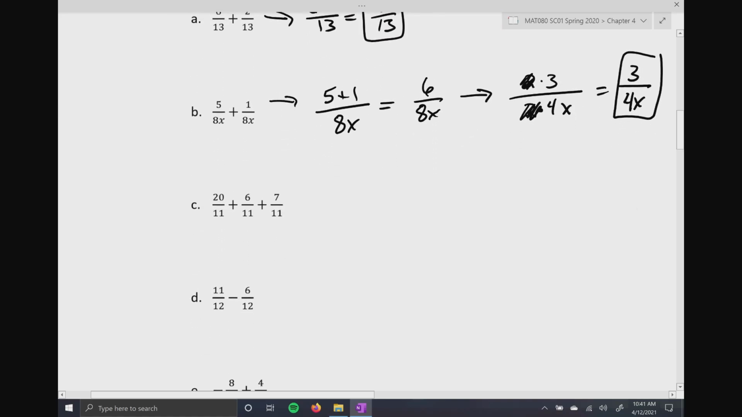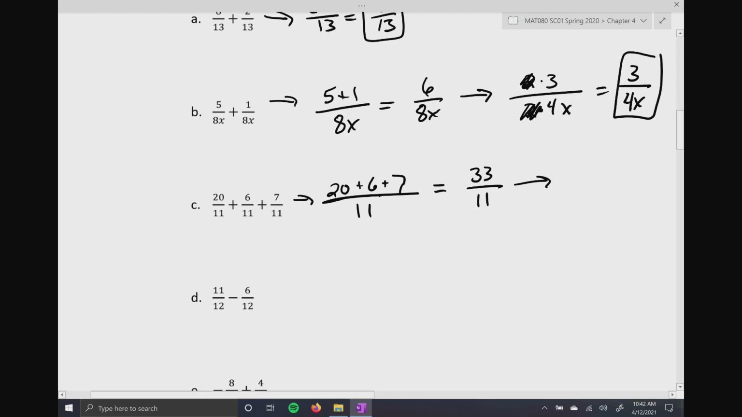Okay? Any questions so far? All right. I'm not going to go super fast, but I'm just going to speed up just a little bit, because the lesson for this is you're looking for the common denominator. Next one. We got 11. That's the same. All I have to worry about is adding up the numerators. So let's see here. 20 plus 6 is 26 plus 7 is 33 over 11.